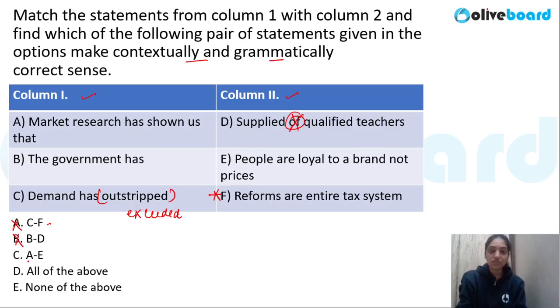Moving on, option C says AE is a pair. Let us verify. A says market research has shown us that. A says market research has shown us something. And it has shown us that people are loyal to a brand and not to the prices. Well, this sentence is meaningfully and grammatically correct. So, AE forms a pair. Hence, C here is the correct answer.